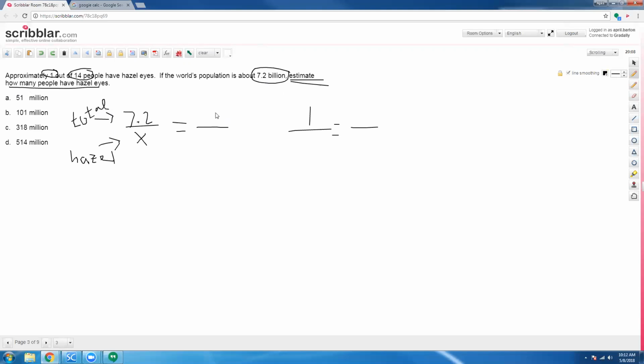Now we need to do the same setup on the other side. So on the other side, we have to put hazel eyes on the bottom still, and the total of the information they gave us. So now we're restricted. What does this fraction have to be using only the 1 and 14? That's our only information left. Should we put 1 over 14, or should we put 14 over 1?